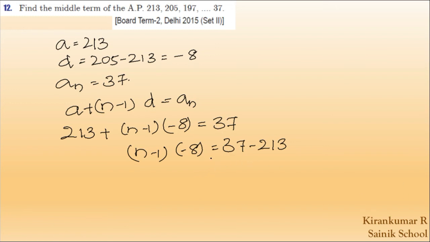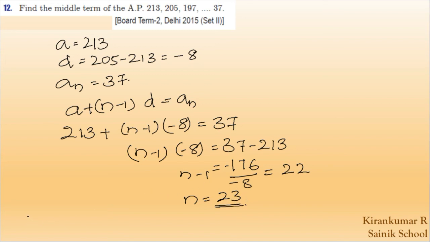37 minus 213 is negative 176. Negative 176 divided by negative 8 is the value of n minus 1. We can simplify this. It will be 22. So the n value is 23.